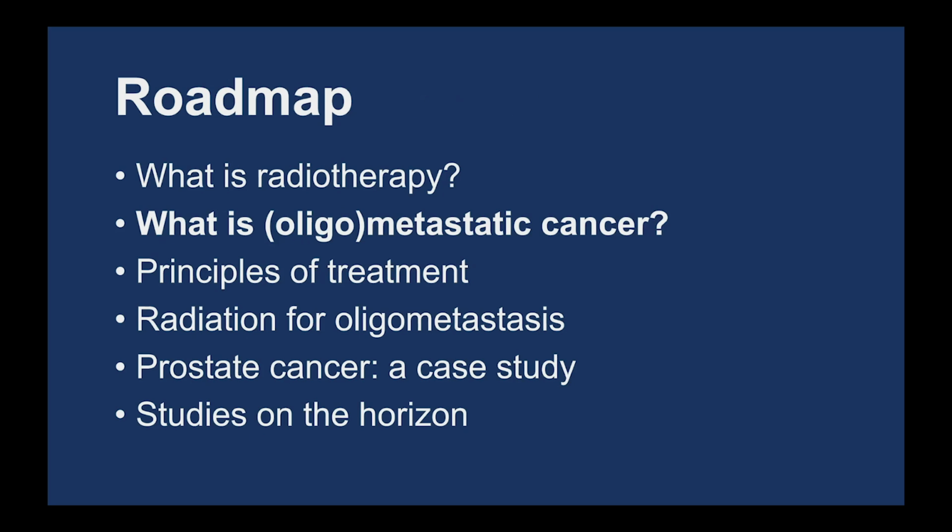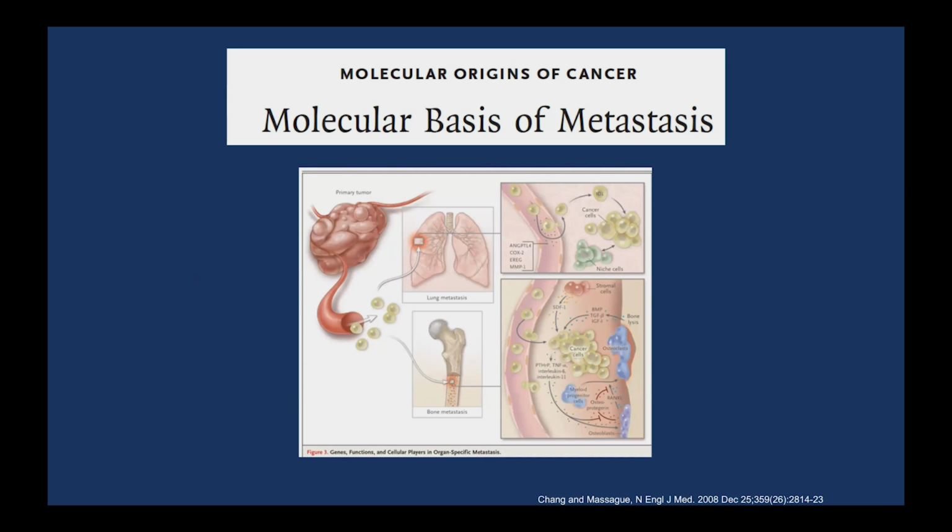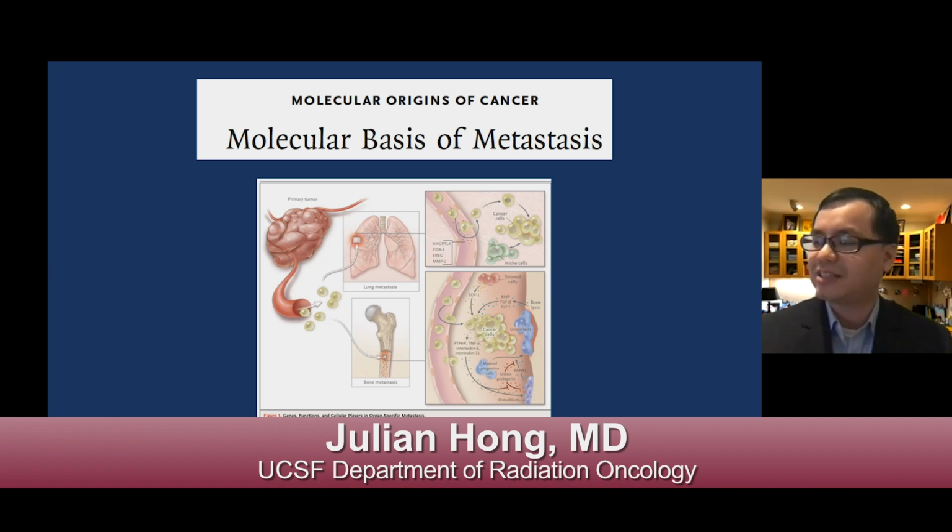So a little bit about oligometastatic cancer and, more broadly, metastatic cancer itself. Metastatic cancer is when cancer has left the primary site and gone somewhere distant. In these images, metastatic cancer has gone to the lung or to the bone. There are characteristics in cancer that allow it to go to distant locations, settle in, and form metastases. This biologic process is important in development.